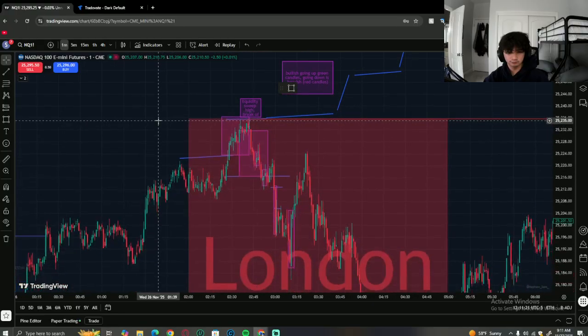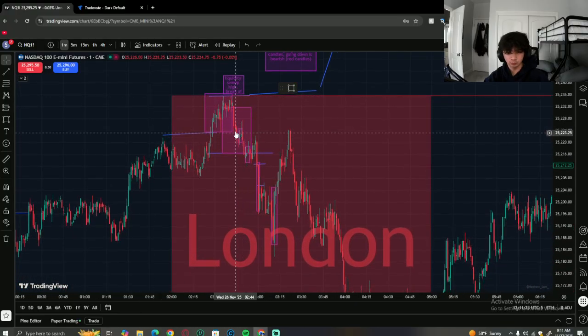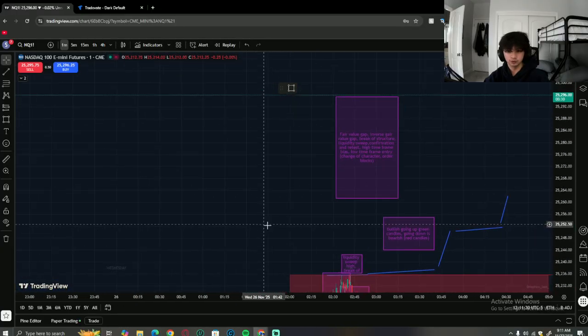But yeah, same could be said about the downside. Wait for confirmation right here. Enter right here. Take profit somewhere down here. Amazing setup.